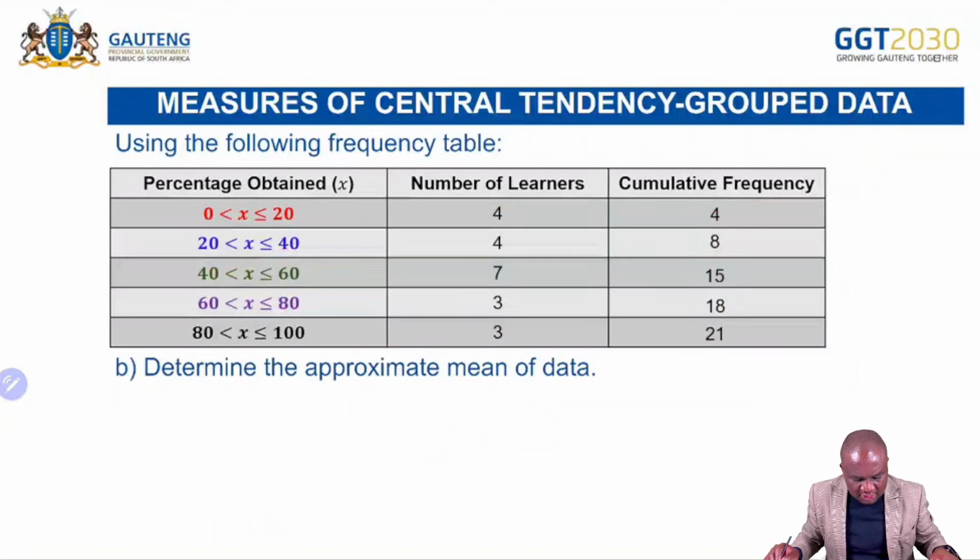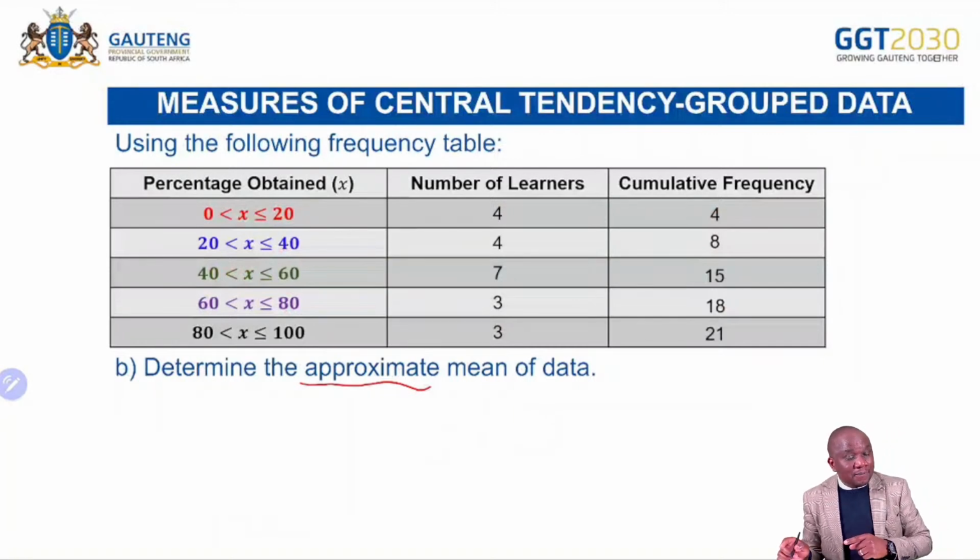Using the following frequency table, determine the approximate mean. You see that? Because we're estimating. The grouped data does not give us the actual marks or the actual data items. So we have to estimate. How do we estimate? We have to create some columns now. Let me show you how we create those columns.